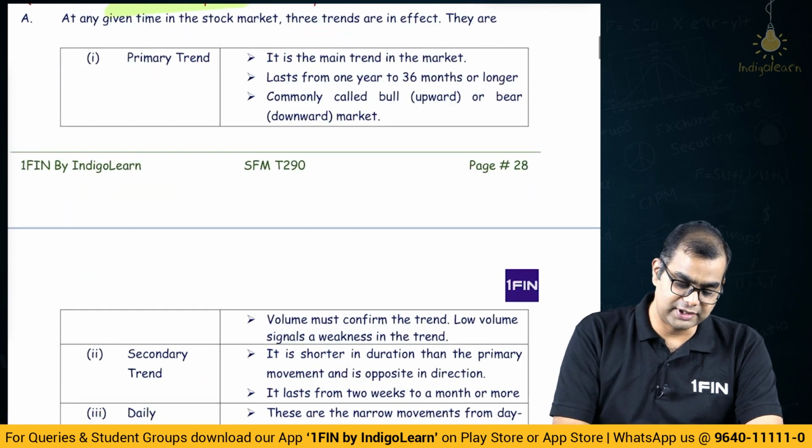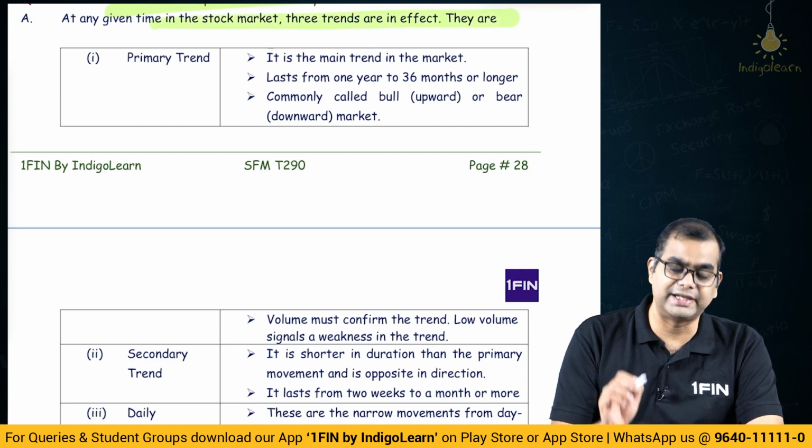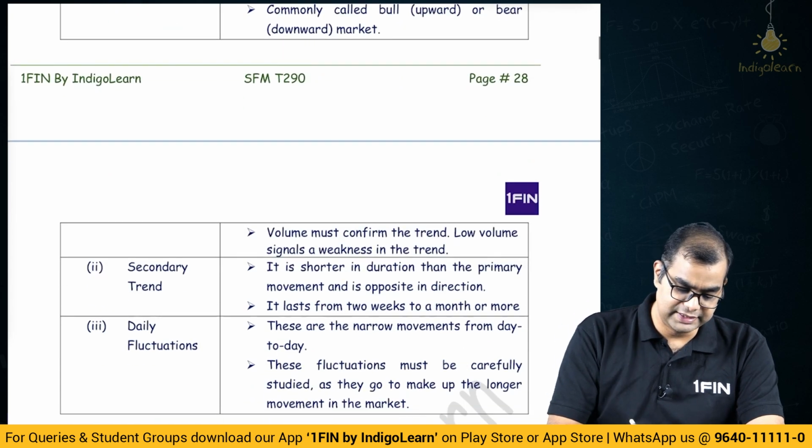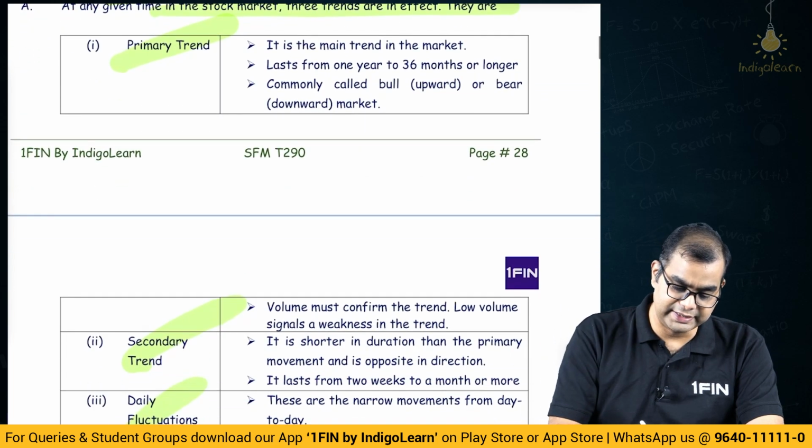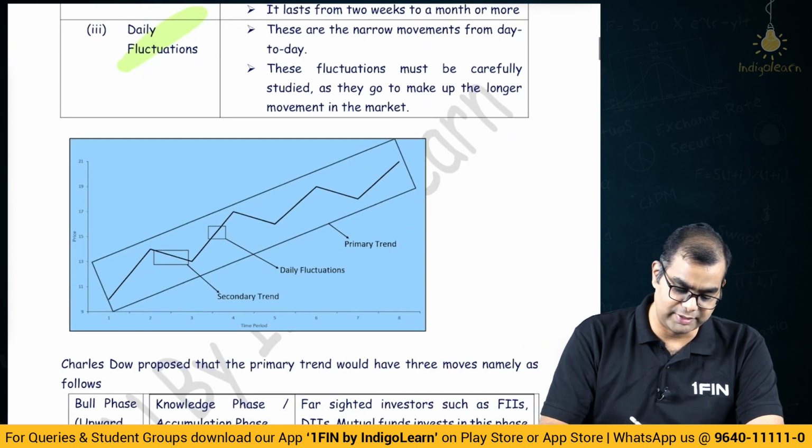What are trends as per Dow Jones theory? So as per Dow Jones theory, at any given time, the market has 3 trends. They are primary trend, secondary trend, and daily fluctuations. So primary trend is the main trend. So if you look at this diagram now, you will be able to understand.